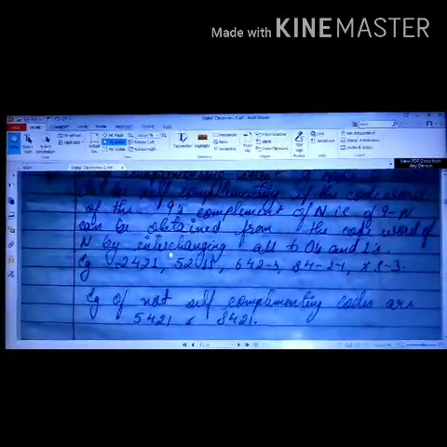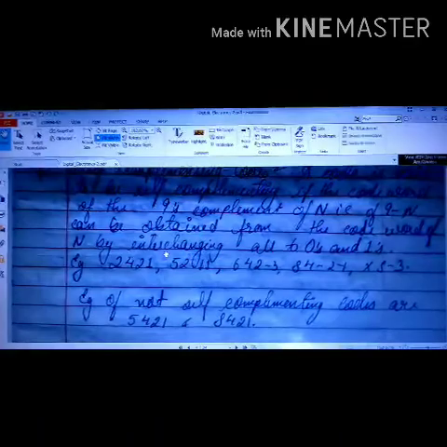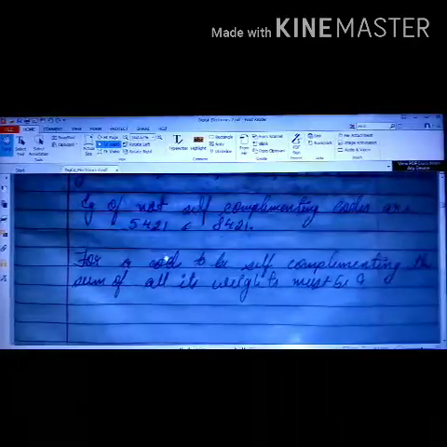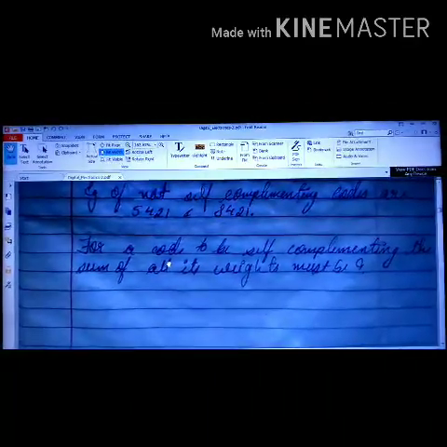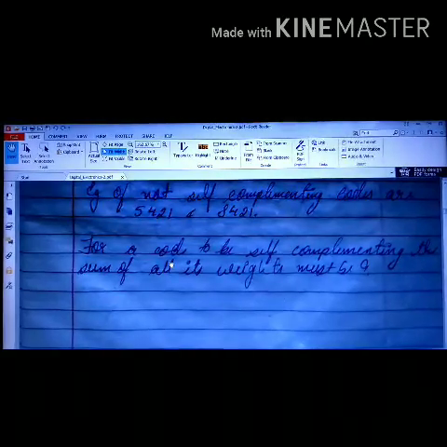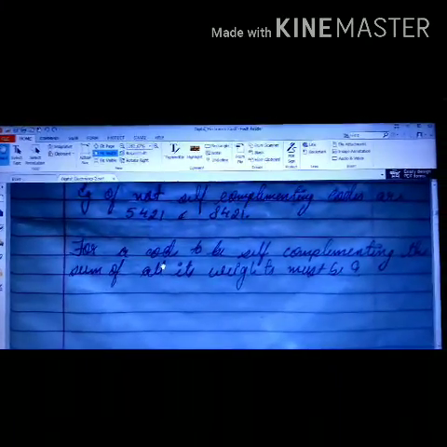Some codes which are not self-complementing are 5421 and 8421. For a code to be self-complementing, the sum of all its weights must be 9. It is compulsory.